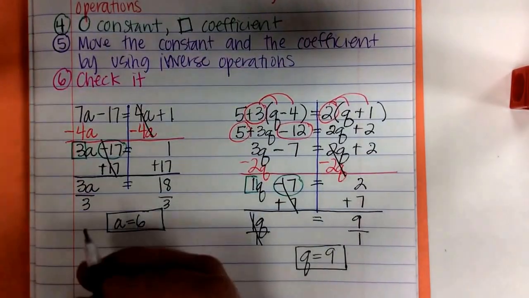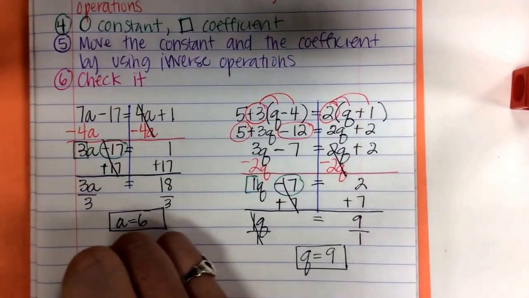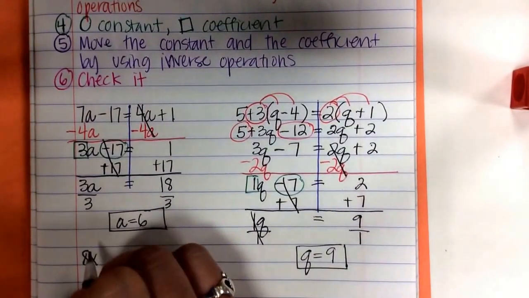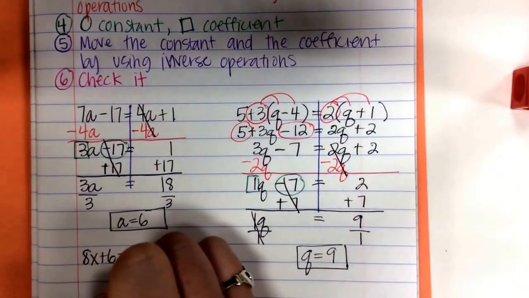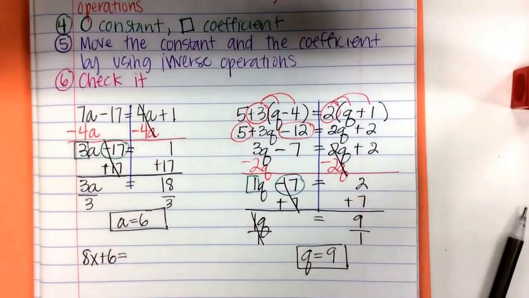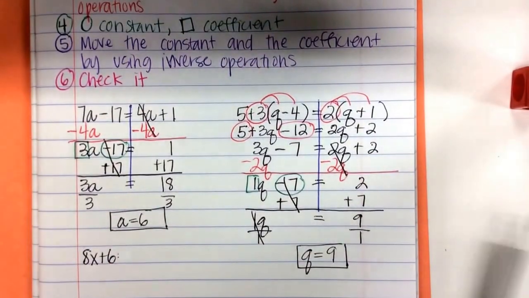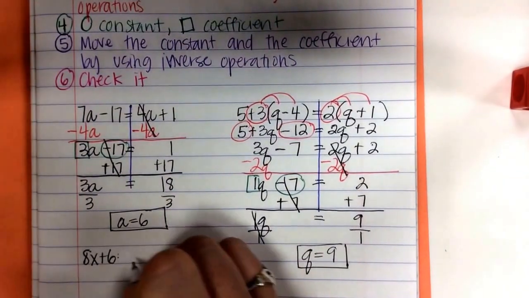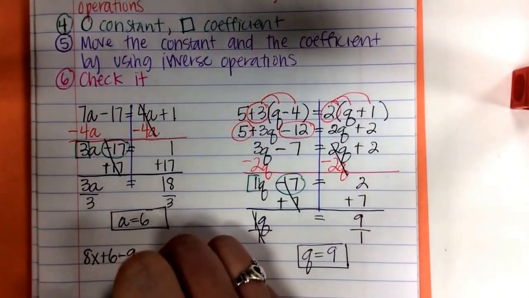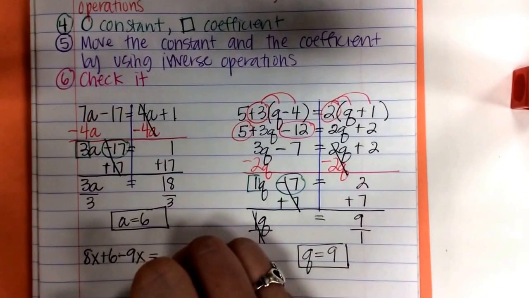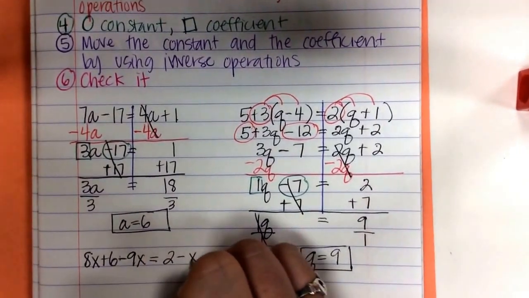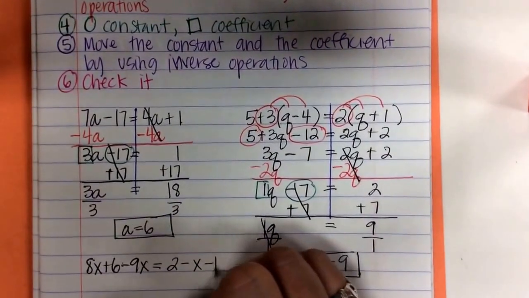Let's do another. 8x plus 6 minus 9x equals 2 minus x minus 15.